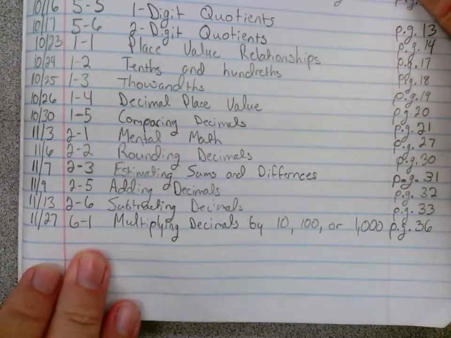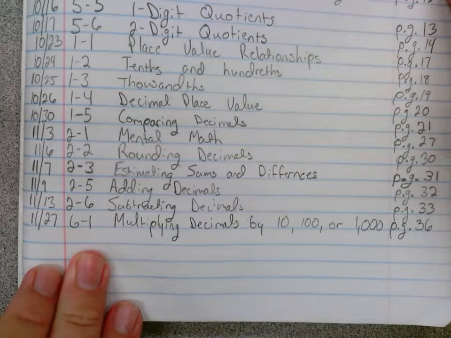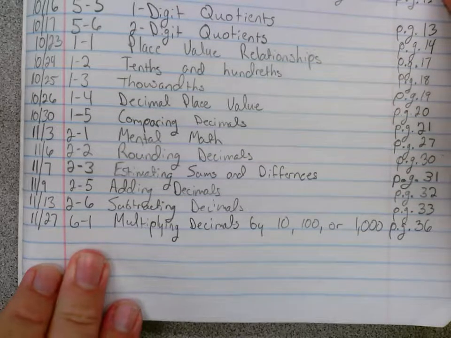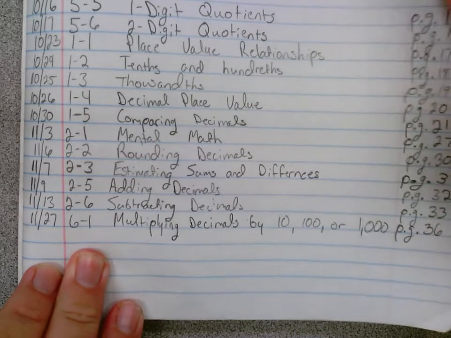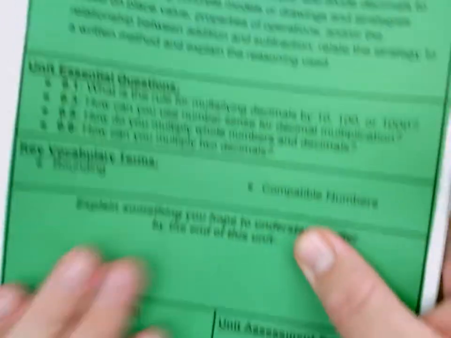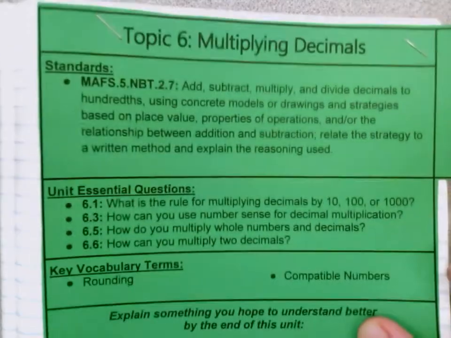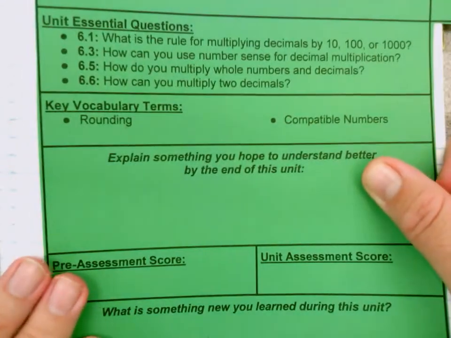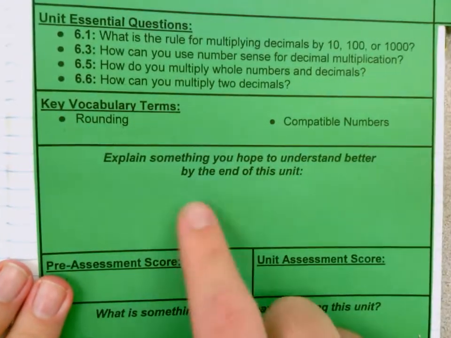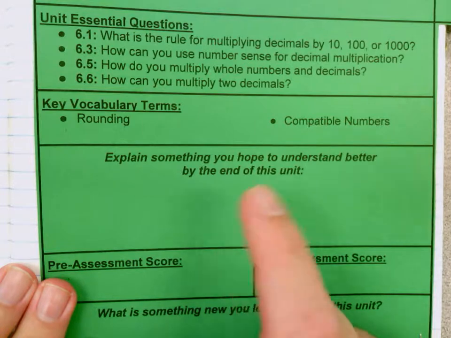And that's what our table of contents should look like. So if you need to pause here, go ahead and do that. So make sure you left a space for the chapter 6 divider. And today, once you get your divider, you need to explain something you hope to understand better by the end of this unit.